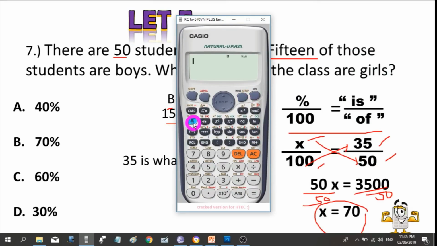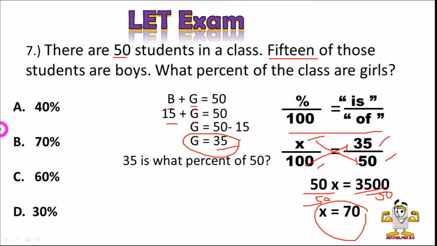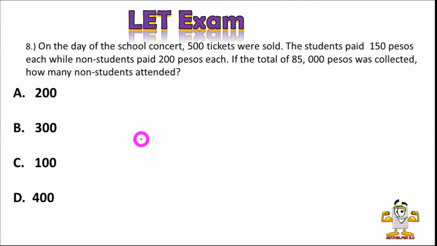So alpha x over 100 equals 35 over 50. So shift solve equals. So the correct answer is 70 pa rin. So 70%. Letter B. Number 8. On the day of the school concert, 500 tickets were sold.